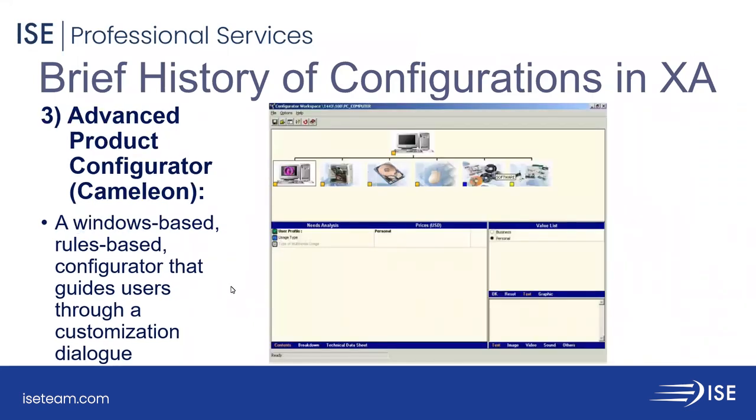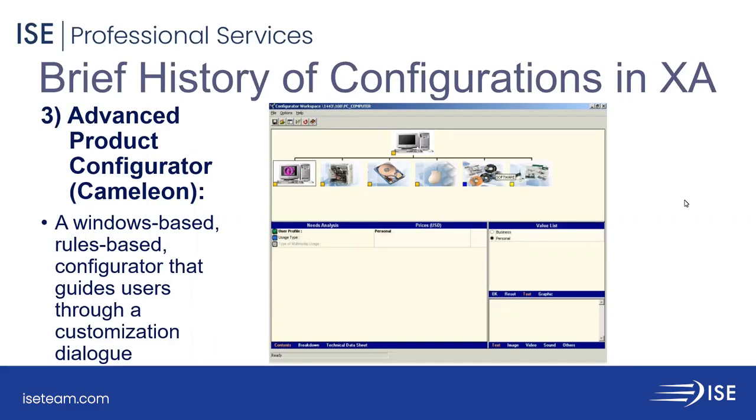Advanced Product Configurator, also called Chameleon or APC, was a Windows-based, not green screen-based, but Windows-based, as you can see from the sample screenshot. It was still rules-based. You still set up configuration rules, and it guided you through a customization dialog, just like KBC did. So I remember this being available at release 6 when I was at Mapix Inc. And then, of course, it continued on from there. Probably reached its peak of popularity in the release 7 days.